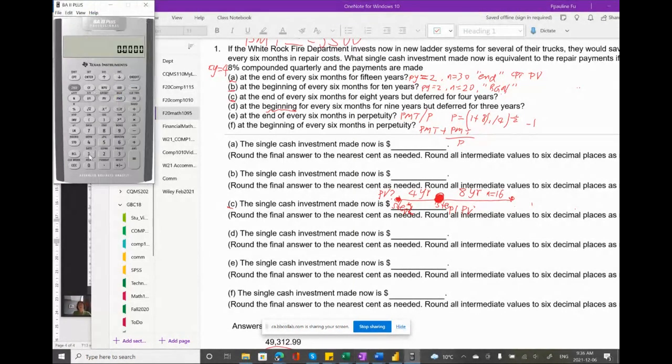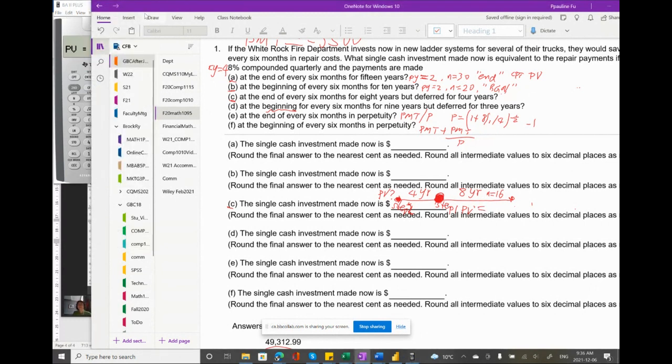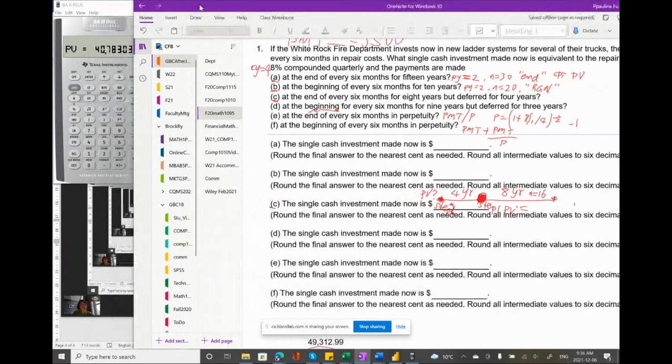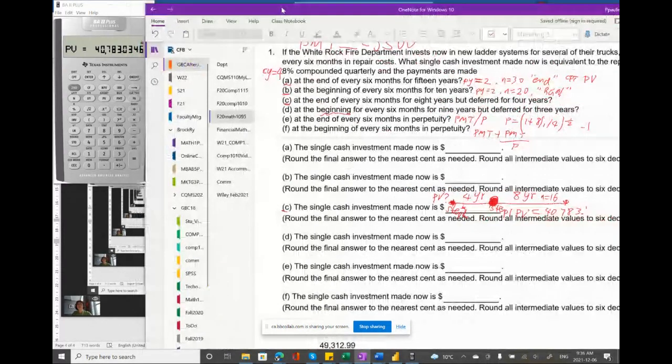Okay, so 16 is term N, 8 is interest, 35,000 negative PMT, 0 FV, compute PV. Okay, so you get the PV is 40,783.0346.